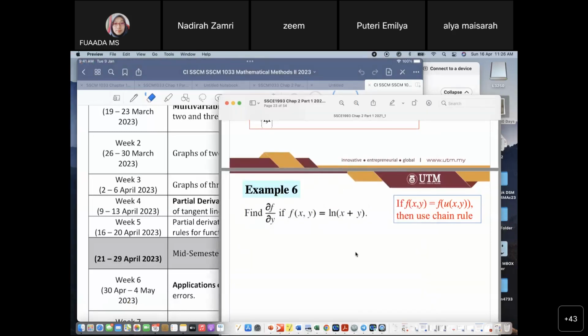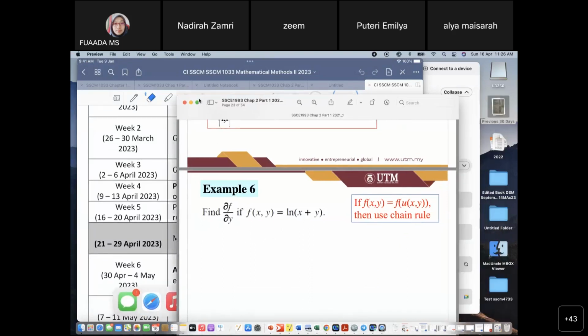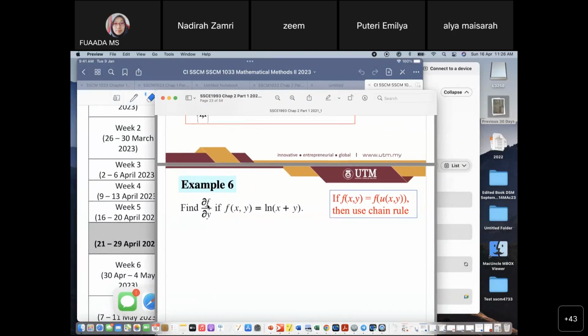Okay, so back to example 6. What we have here, you have to find del f del y for the given function. Just like the exponential function just now, where inside the exponential you have another function, here you have a logarithmic function, ln, and inside the ln there is an x plus y function. So you have two layers of functions. In order to differentiate partially, you have to apply the chain rule.